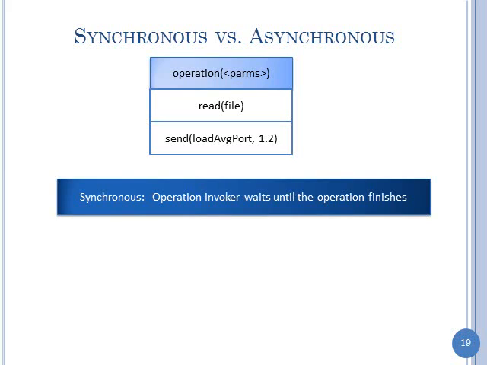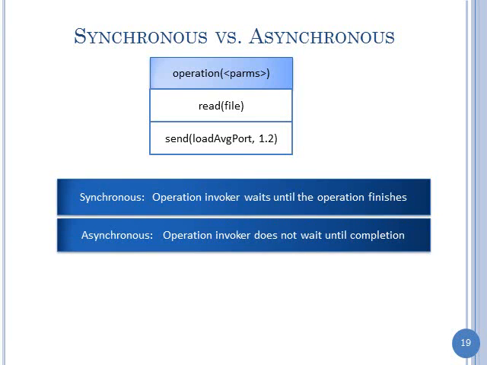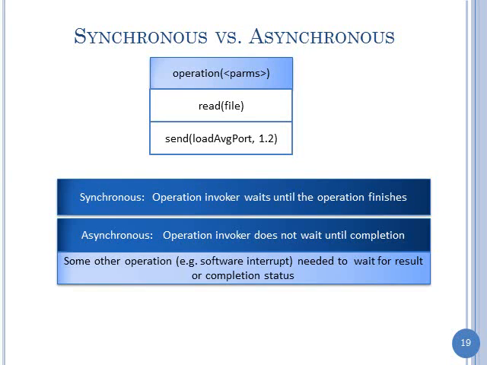The operation invoker waits until the operation finishes, and I'm going to put finish within quotes. You will decide for each operation what it means to finish, and finishing might mean I can't do it. In the asynchronous case, the operation invoker does not wait until completion. So now going back to the question, is every synchronous call blocking? Yes. But is every blocking call synchronous? Not necessarily. And by the way, when you're doing asynchronous, some other operation, like a software interrupt, is needed to wait for the result or completion status. You need to have something else.